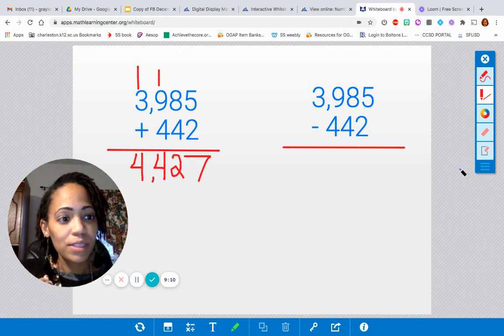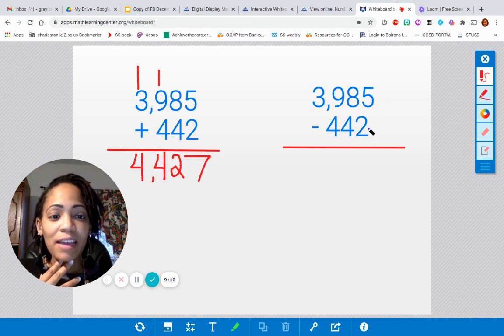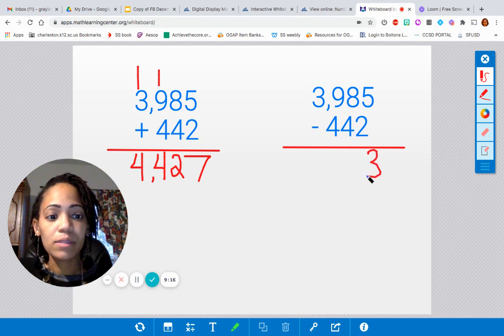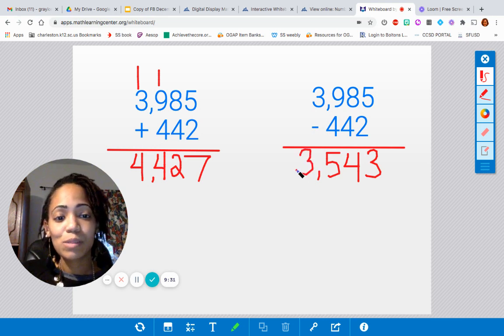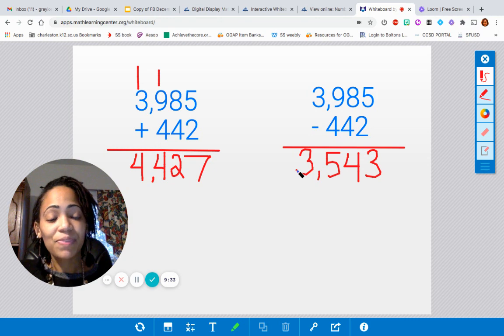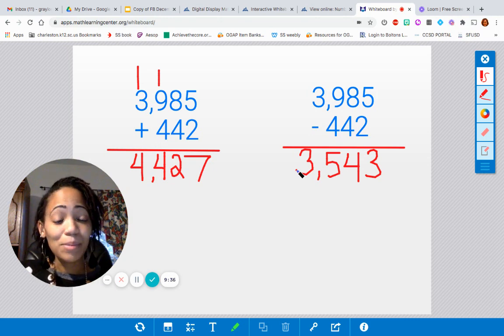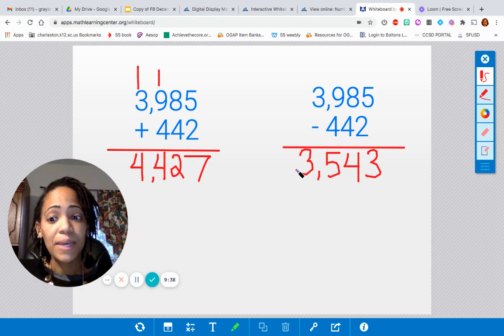All right, so let's work it out. We have 5 ones minus 2 ones, which is going to give us 3 ones. We have 8 tens minus 4 tens, which is going to give us 4 tens. 900s minus 400s is 500. And then I have 3,000 minus no thousands, which leaves me with 3,543. This happened to be a really easy problem because we didn't have to do any regrouping.